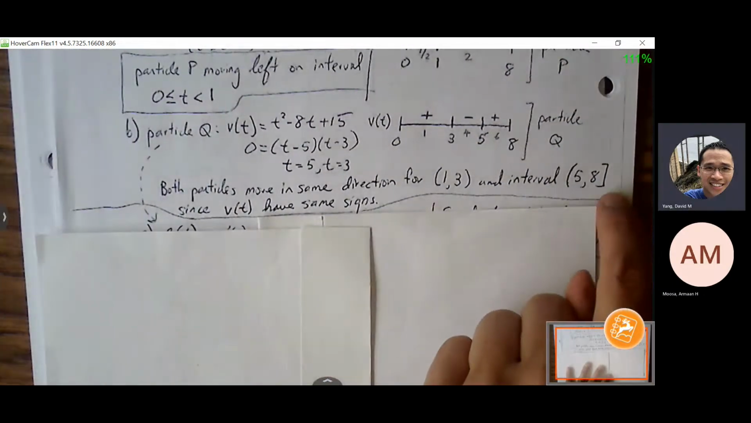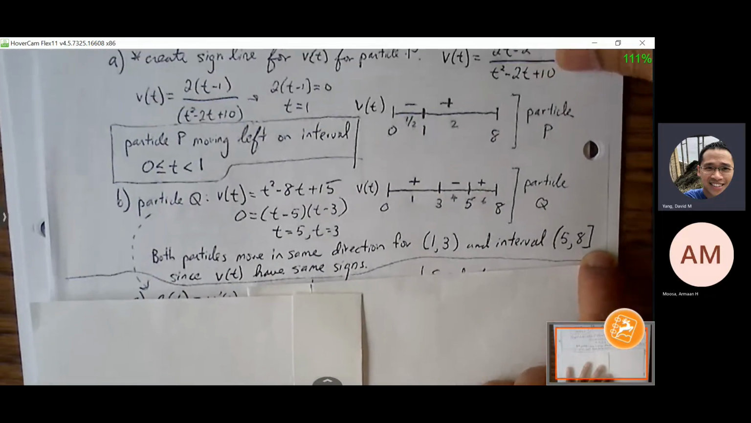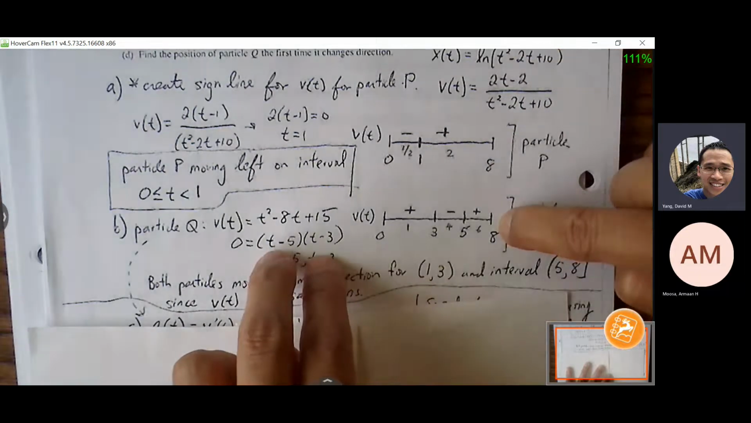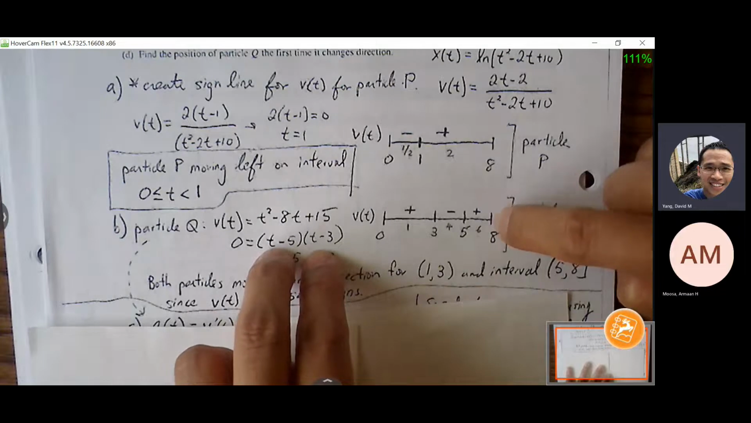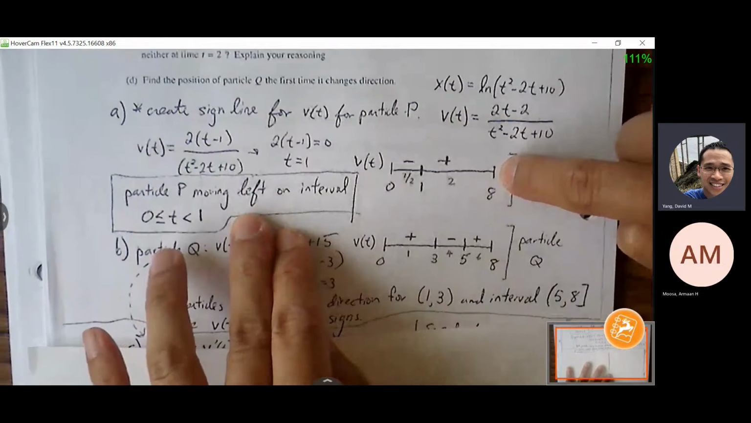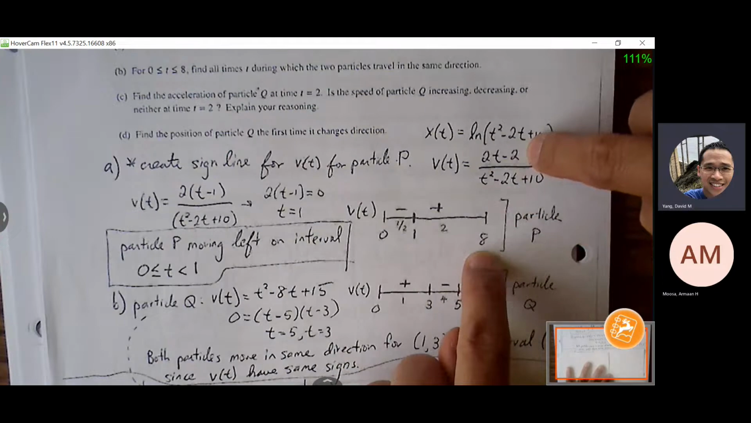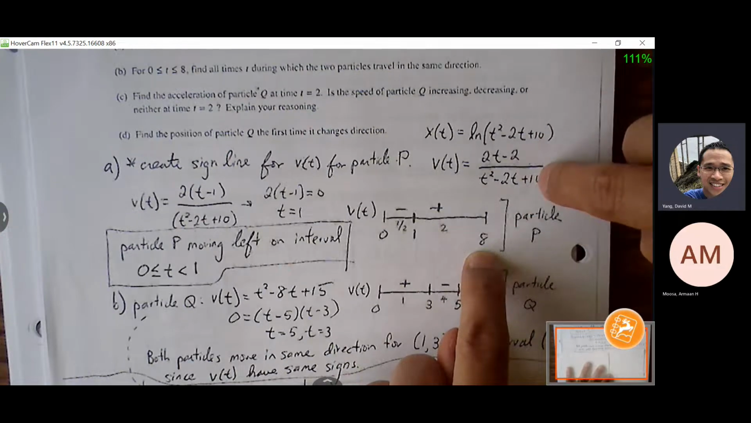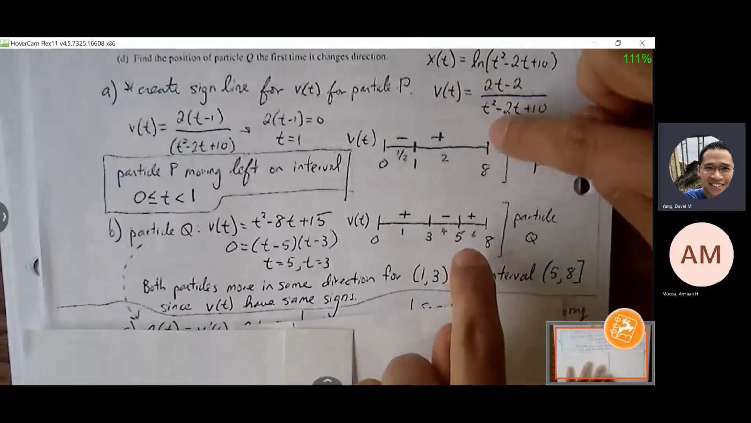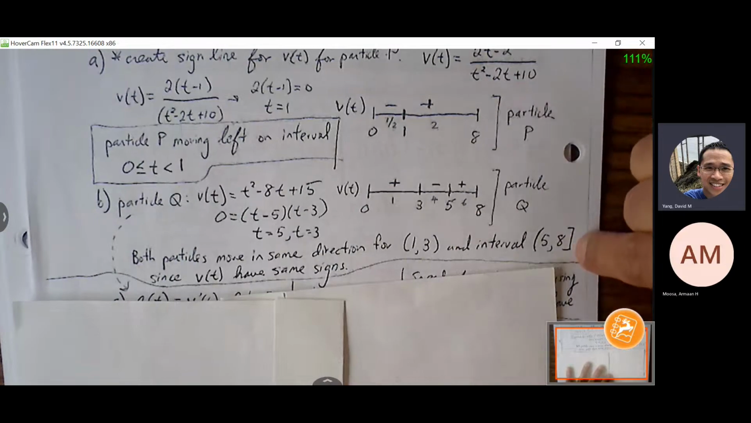Now 8 is not a critical point, 8 is an endpoint. So we need to test 8 for both of our particles, see what happens there. If I enter 8 into my velocity function, I get a positive value, so it's still moving right at 8. Let's see what happens at 8 for my first particle Q. If I plug in 8, I get 16 minus 2, which is positive. The denominator gives me 64 minus 16 plus 10, which is positive. So at 8 they're still moving, and they're both moving the same direction. So we need to include a bracket for 8.